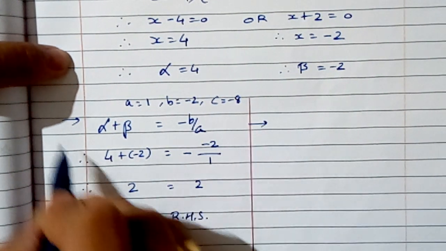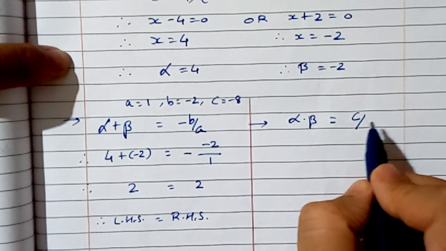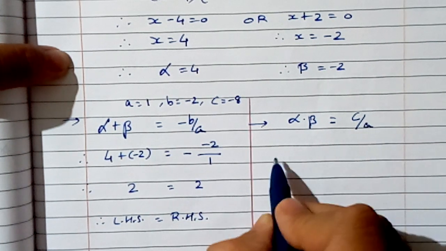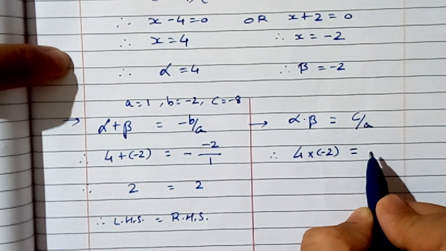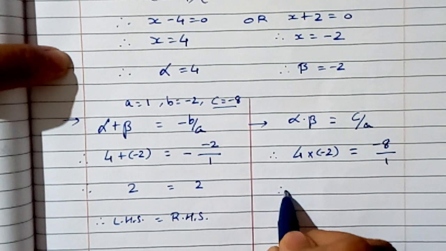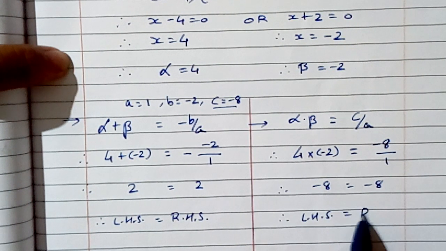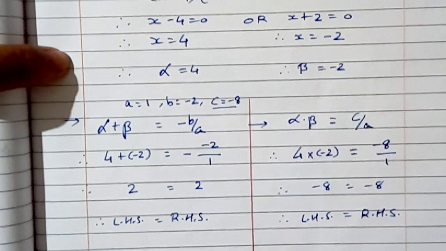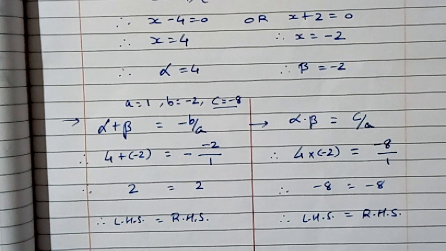Same way for the product, alpha into beta equal to c upon a. Left side alpha into beta, that is 4 into minus 2, equal to right side c, minus 8 upon a, 1. Therefore minus 8 equal to minus 8. Therefore LHS equal to RHS. Thus, the relationship between zeros and coefficient of the given polynomial is verified.